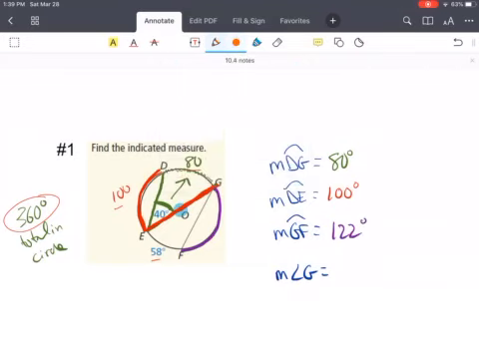And then our last one is angle G, which is an inscribed angle. Its vertex is clearly on the circle, and it is made up of two chords. So this angle in here is equal to half of the arc where it intercepts the circle, which is this arc. So half of 58 would be 29 degrees.